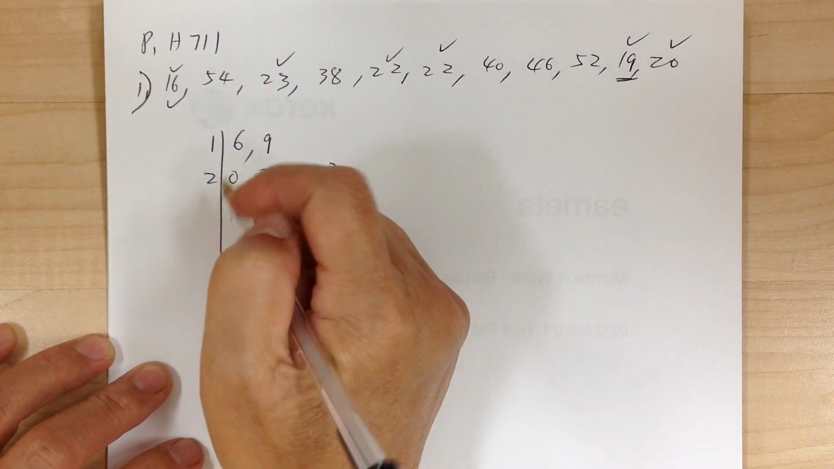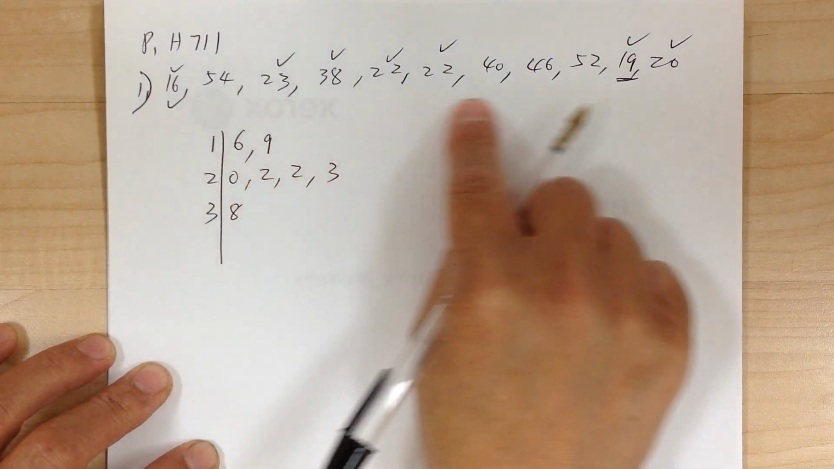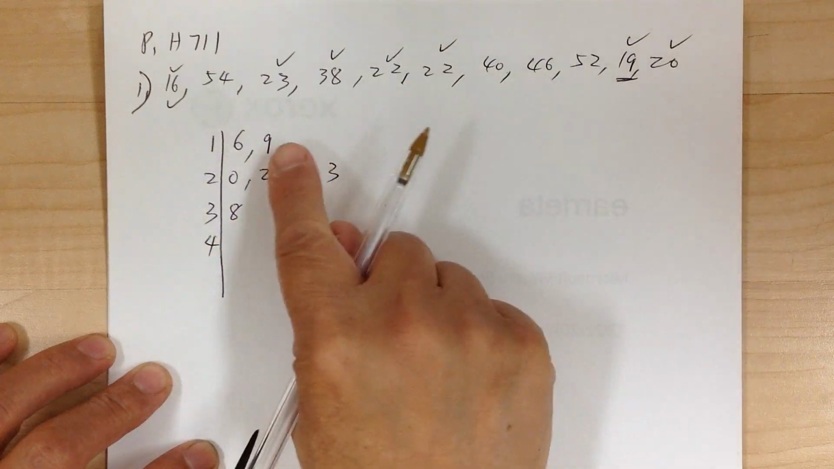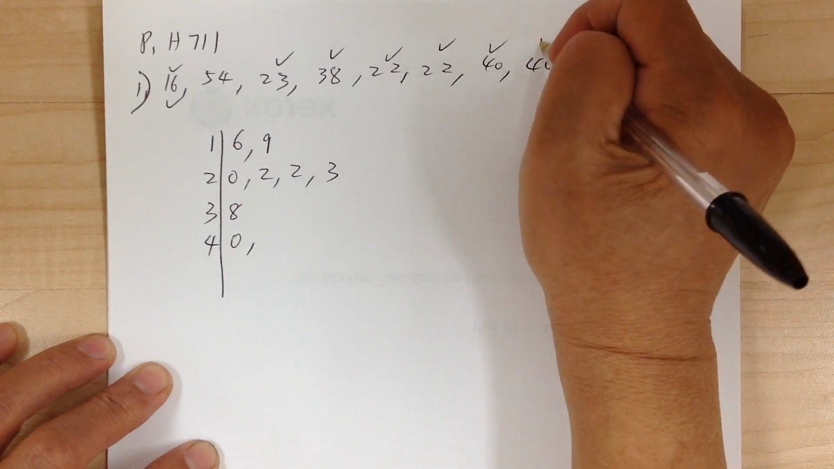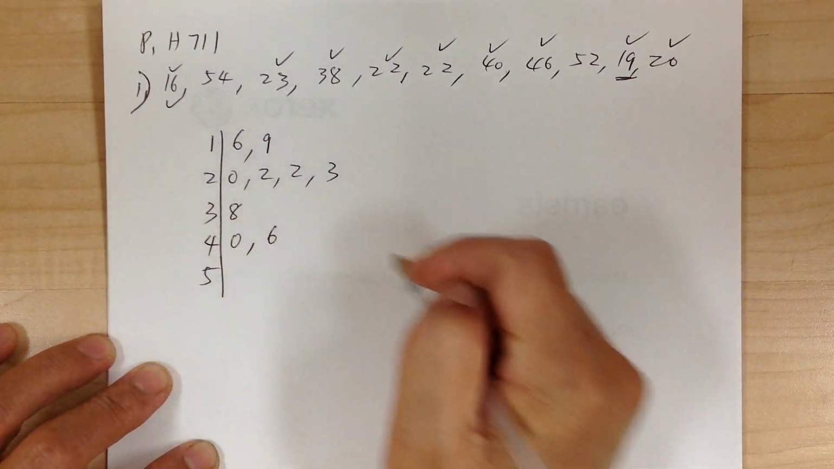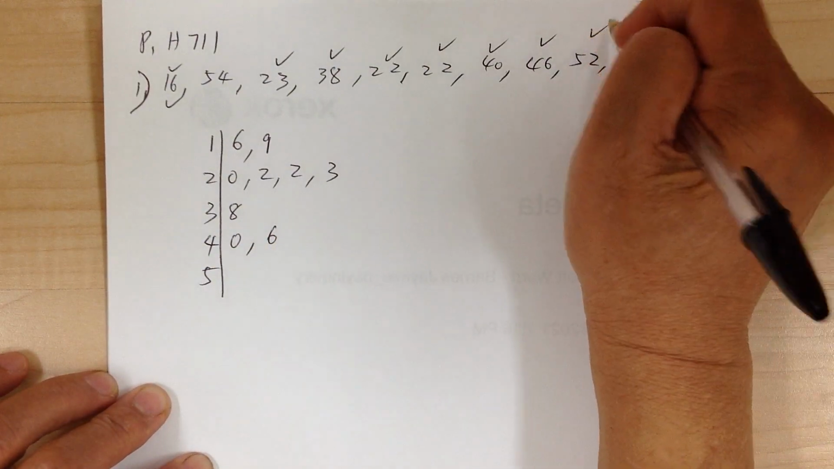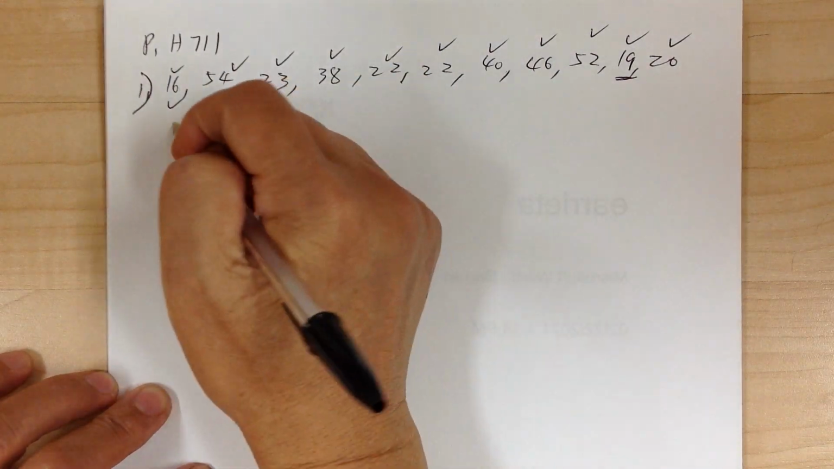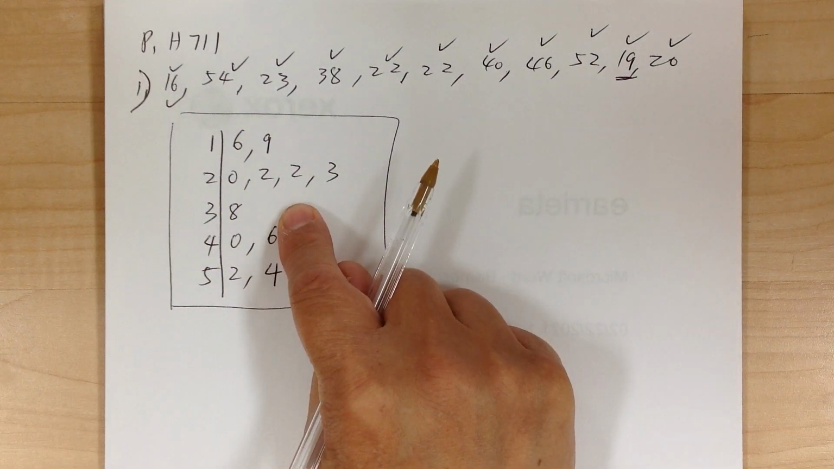Then you go down to the 30s. There's one over here, 38, and that's it. Then the 40s: you have 40 and 46, and that's it. Then the 50s: you have 52 and 54. That's your answer right over here. This is the stem and this is the leaf.